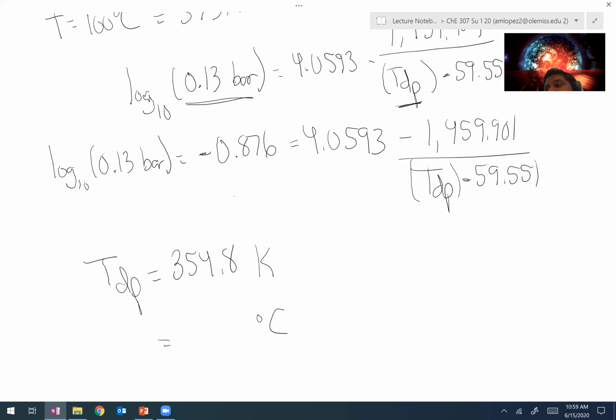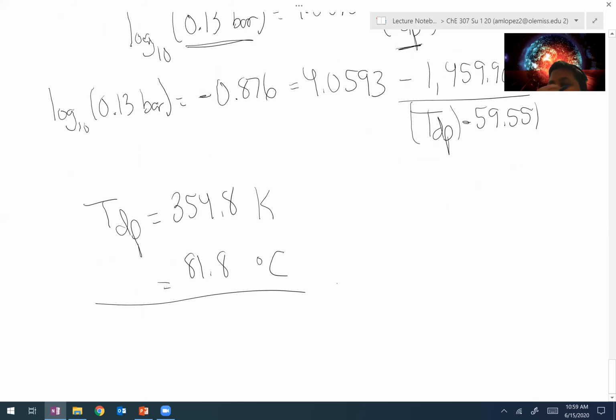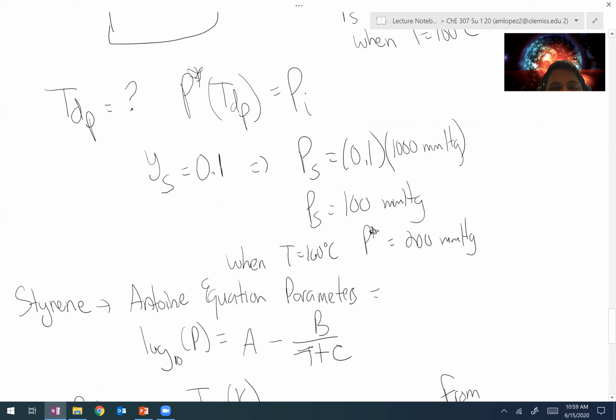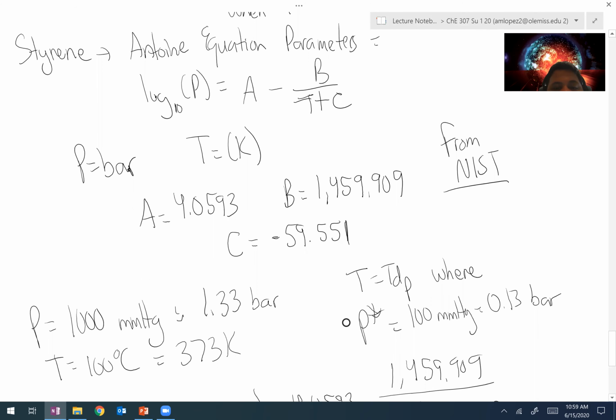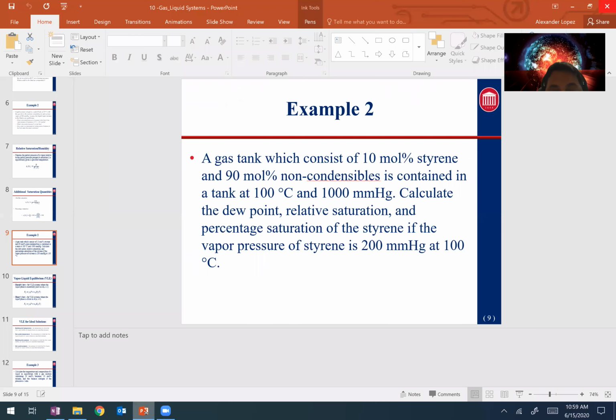So we have 354.8, which is 81.8 degrees C. Yeah, that sounds right. But the method's right. And so now we have the dew point temperature. So then the question is, what is the relative saturation and the percentage saturation?